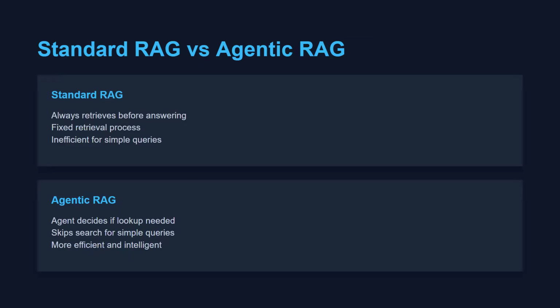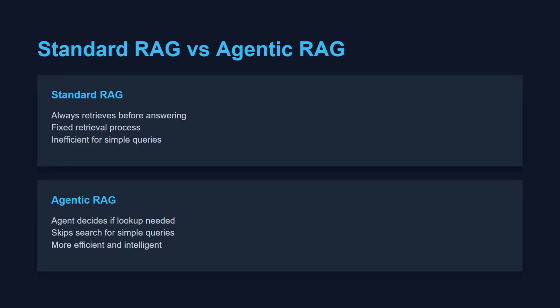Now, let's discuss the difference between standard RAG and agentic RAG. Standard RAG always retrieves data before answering, whereas with agentic RAG, the agent decides if it needs to look something up.